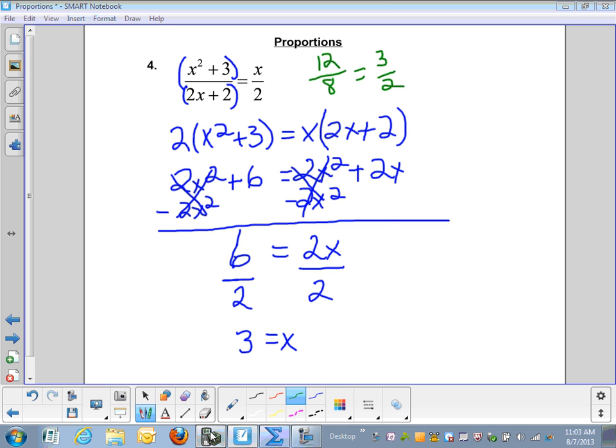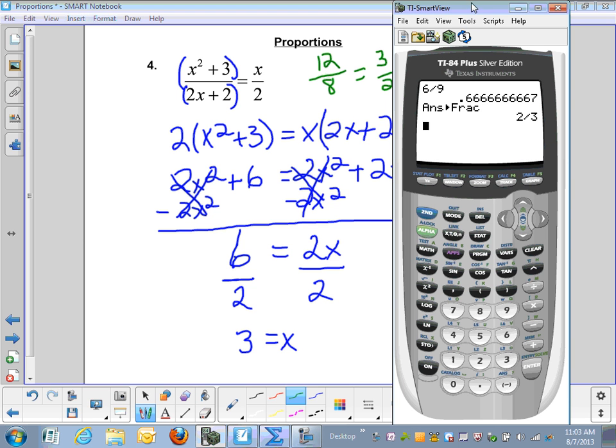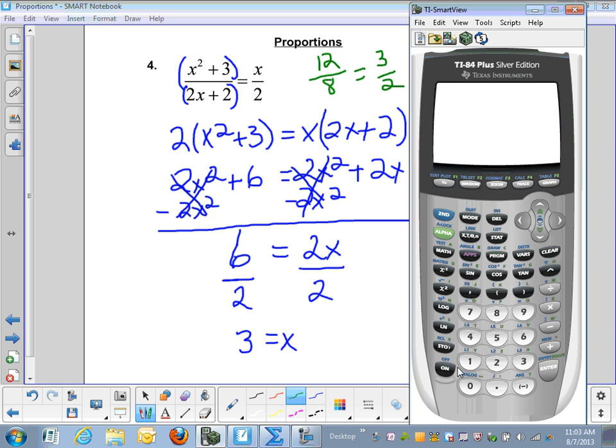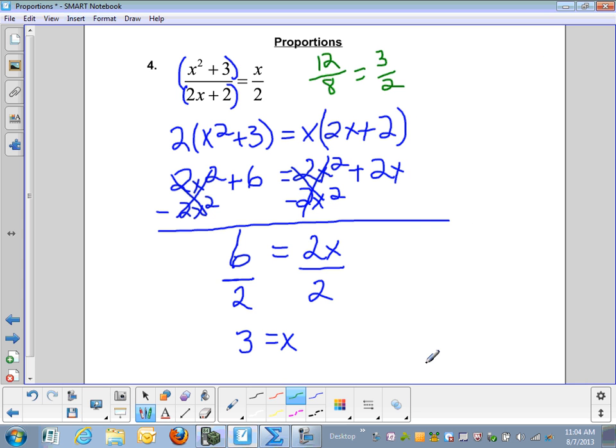12/8 does reduce to 3/2, but let's just get our calculator out here for a minute. And let's go ahead and go 12 divided by 8. And we could check with our math and our frac. And that'll say it is 3/2. Or we could have gone 12 divided by 8. So that's 1 1/2, and then 3 divided by 2. And got 1 1/2. So just a couple of different ways to check that. So that's how you solve proportions.